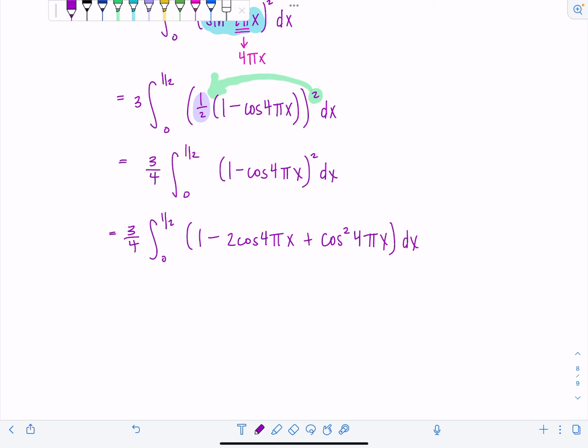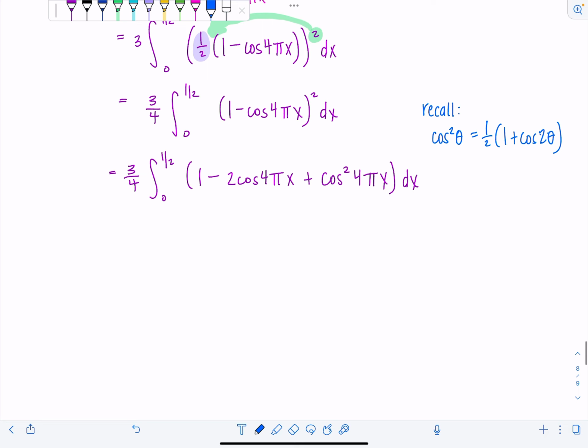Okay, let's check. Are we ready to anti-differentiate? I can take care of the 1. I can take care of this 2 cosine 4 pi x. Not this cosine squared. So again, we're going to have to apply another half angle identity. It's a wee bit different for cosine. Recall, cosine squared theta, you're going to replace it with 1/2 times 1 plus cosine 2 theta.